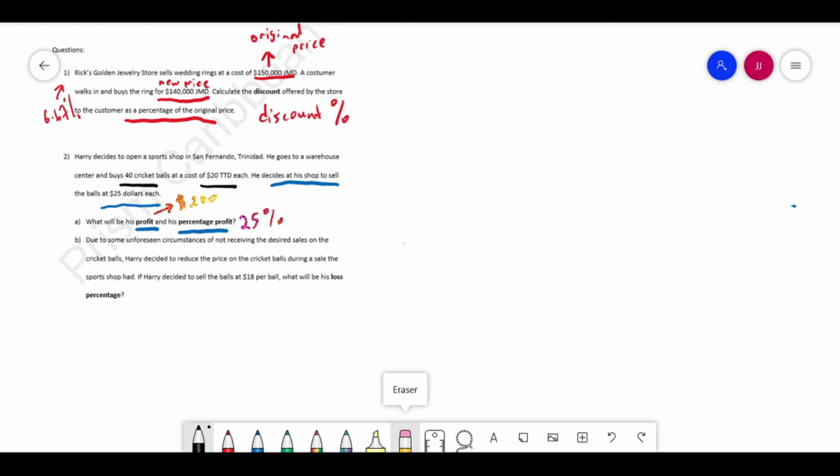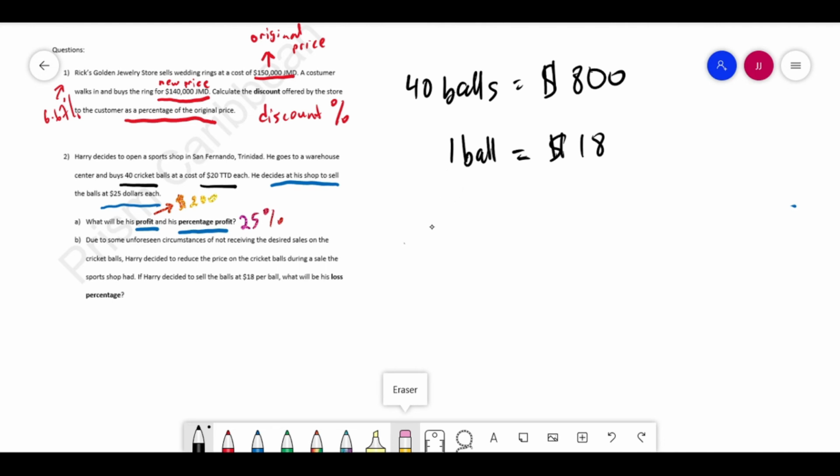Recall earlier the cost of 40 balls was $800, right? And they said here, Harry decided to reduce the price on the cricket balls during a sale the sports shop had. If Harry decided to sell the balls at $18 per ball, so now he's saying, instead of one ball for $25, let me reduce it and say one ball is equal to $18, right? What will be his loss percentage?